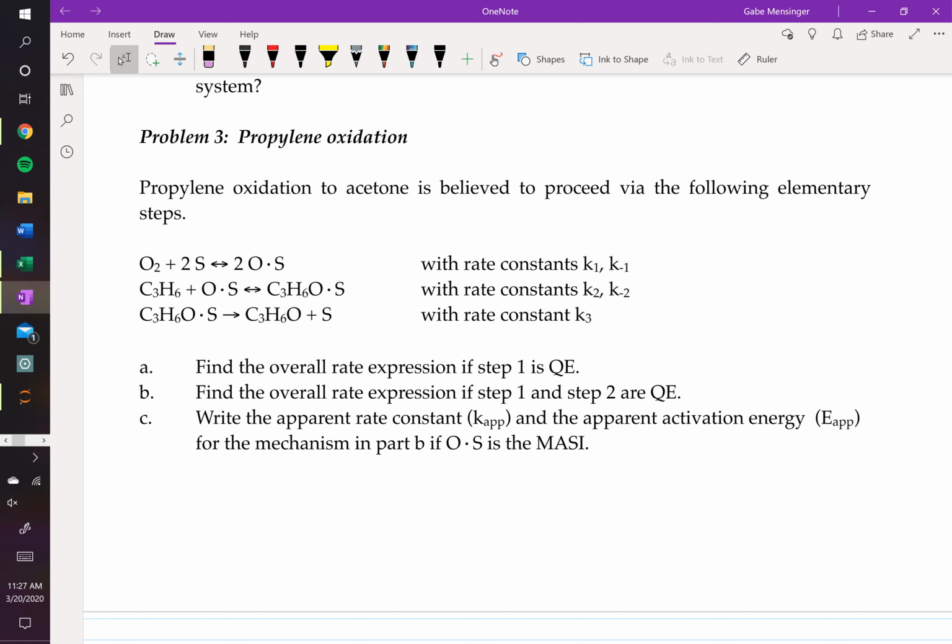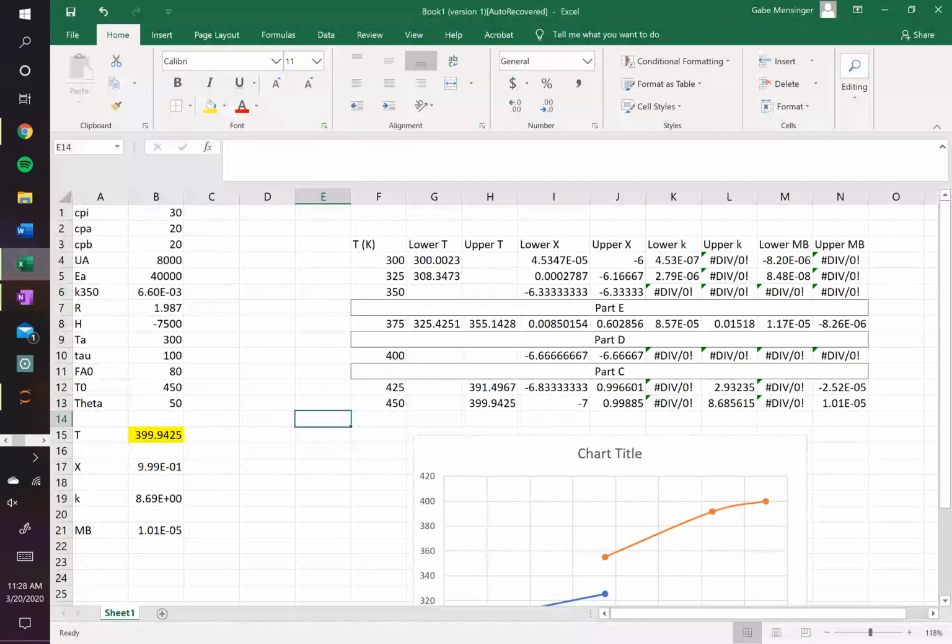Or at least in my opinion, the easiest problem. The answer to part C should be between 425 and 450. No, the answer to part C should be between 400 and 425.